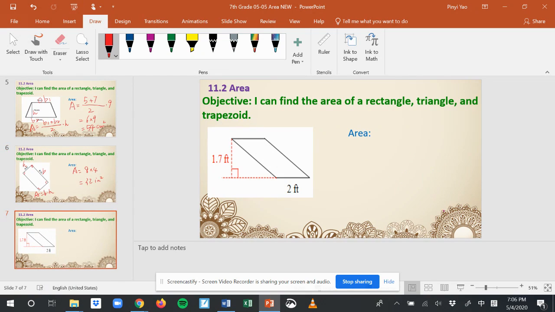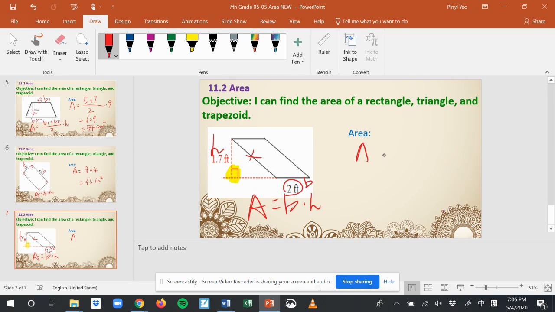Last question. Now it's a parallelogram. The area formula is still base times height. And we need to identify our base and the height. 2 feet, that's on the bottom, so base. The height is, remember, the height and the base form a 90-degree angle. And the 90-degree angle is right there, which means this other line has to be the height. This is not the height because that angle doesn't look like a 90-degree angle.